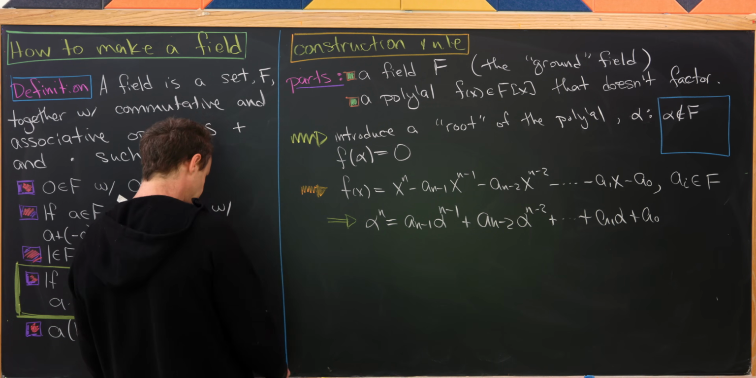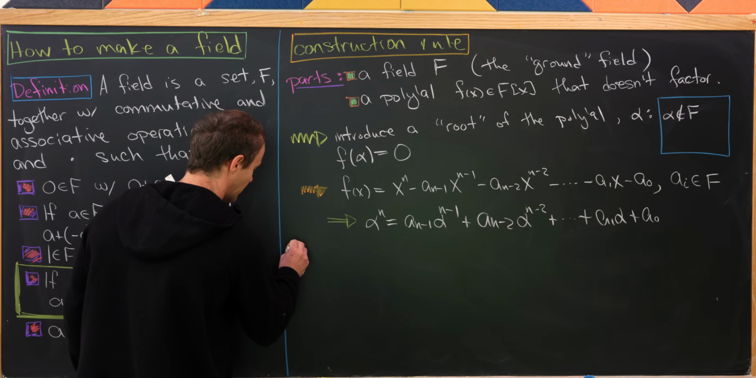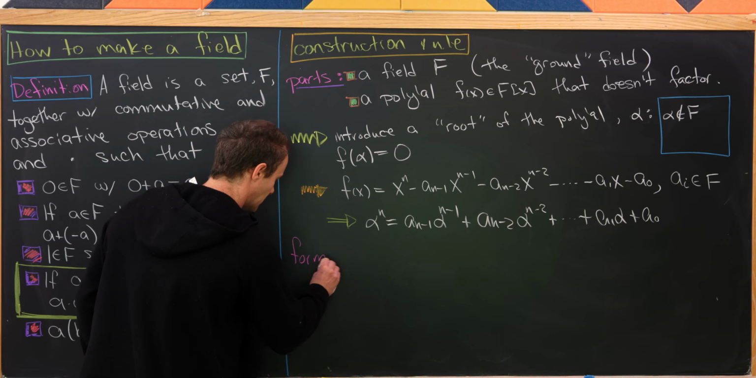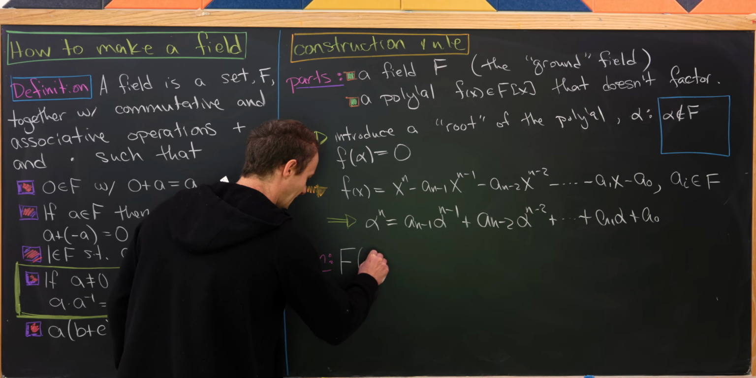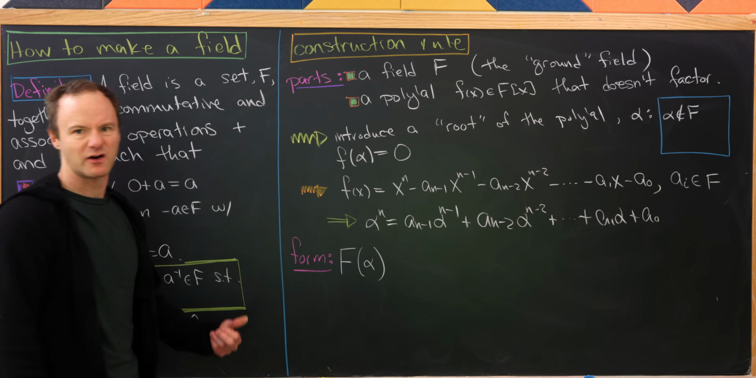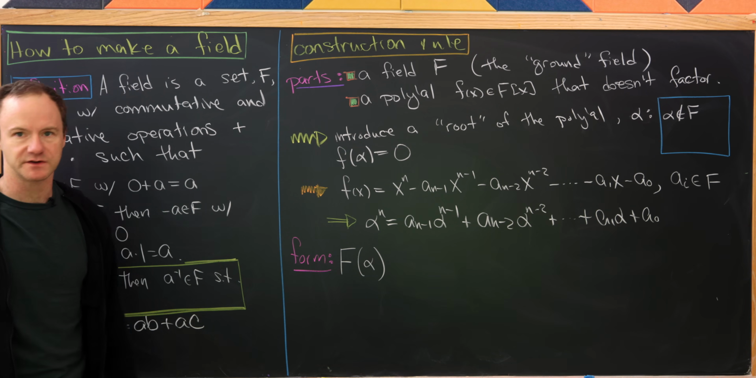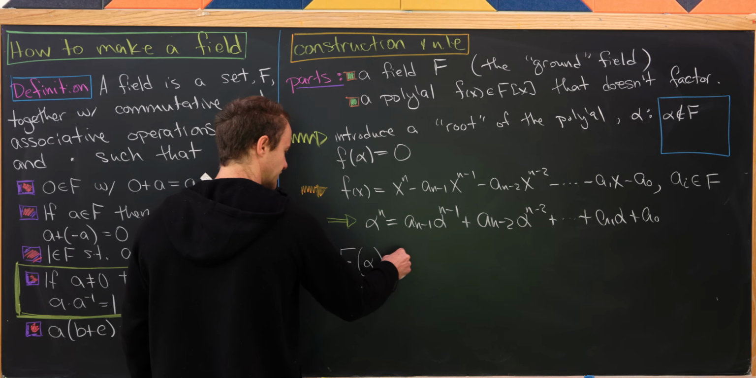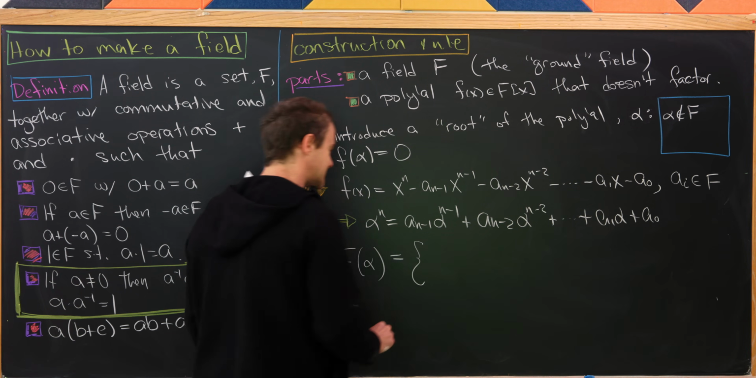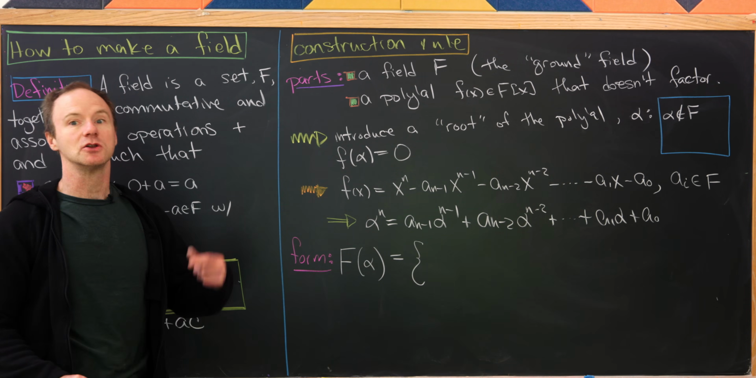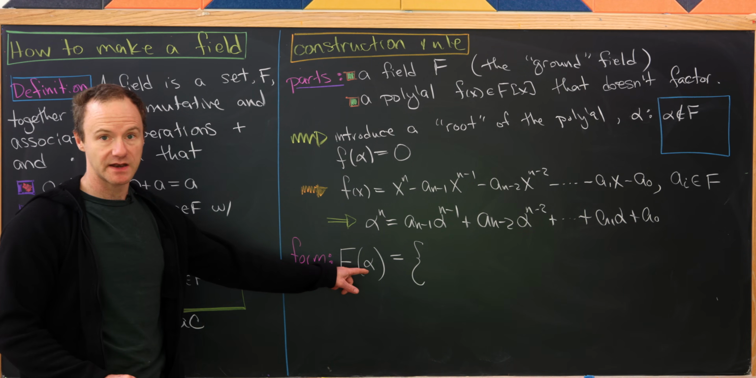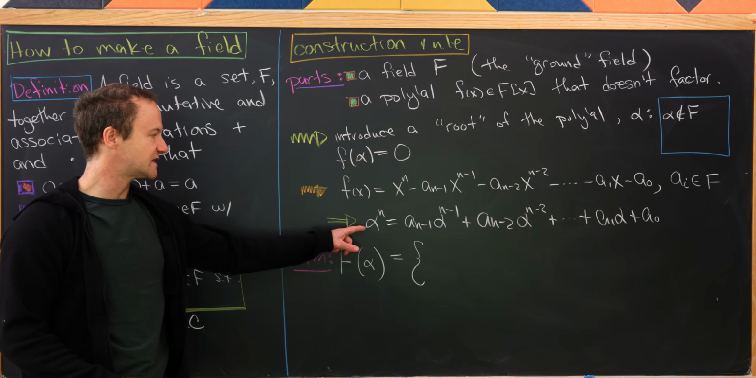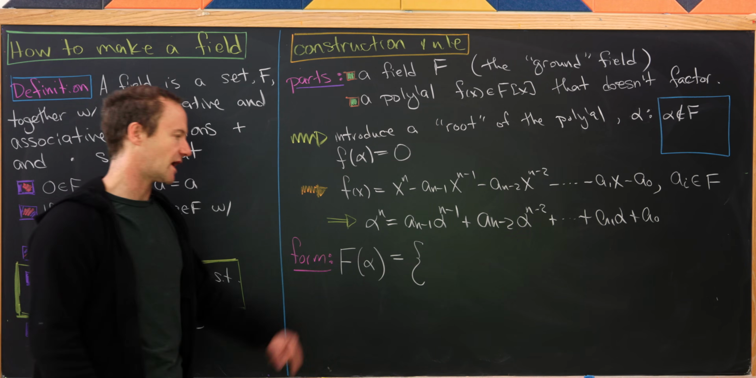So now what we'll do is form the following set. I'm going to use the notation F(alpha), or F with alpha included, or F adjoin alpha, or something like that. There are lots of different words you could use. This is going to be the set of all polynomials with coefficients in alpha, but we're going to impose the condition that the polynomials cannot be of degree n or higher.